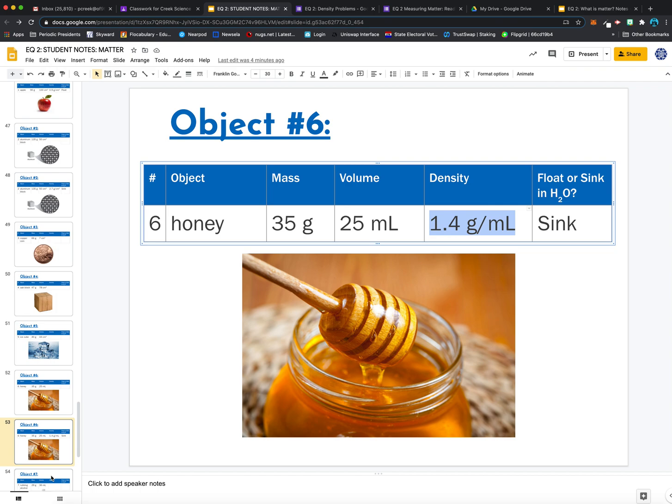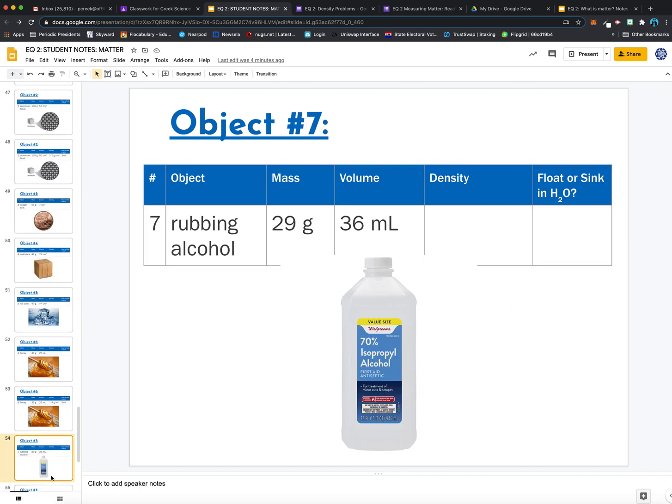Number 7, rubbing alcohol. So this is object number 7. Its mass is 29 grams. Its volume is 36 milliliters. Go ahead and pause the video, calculate the density, float or sink in water.